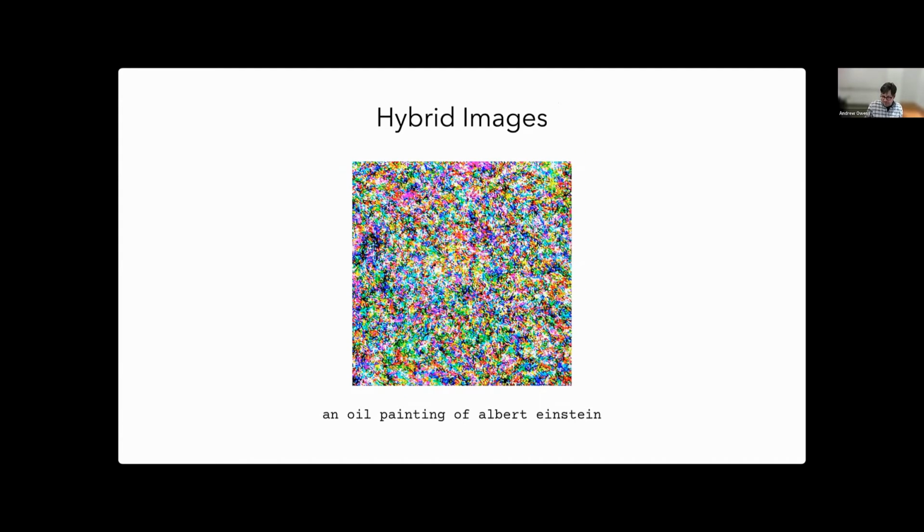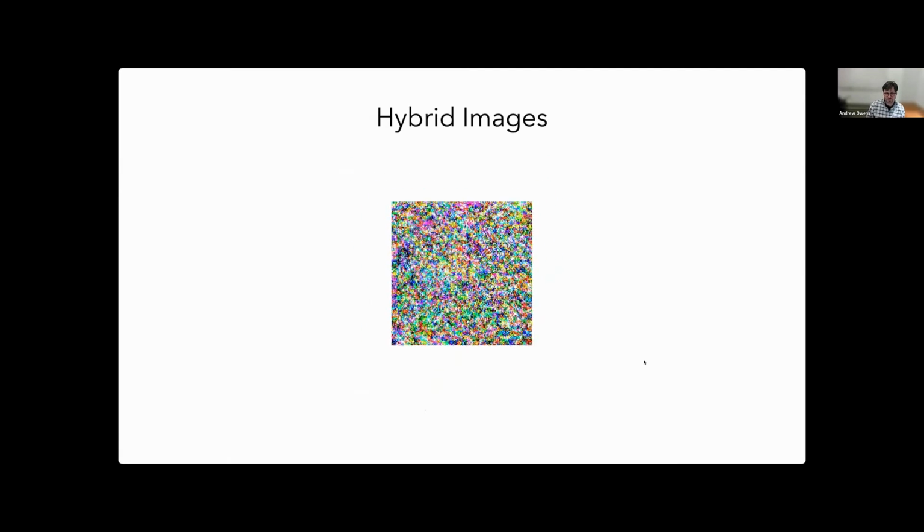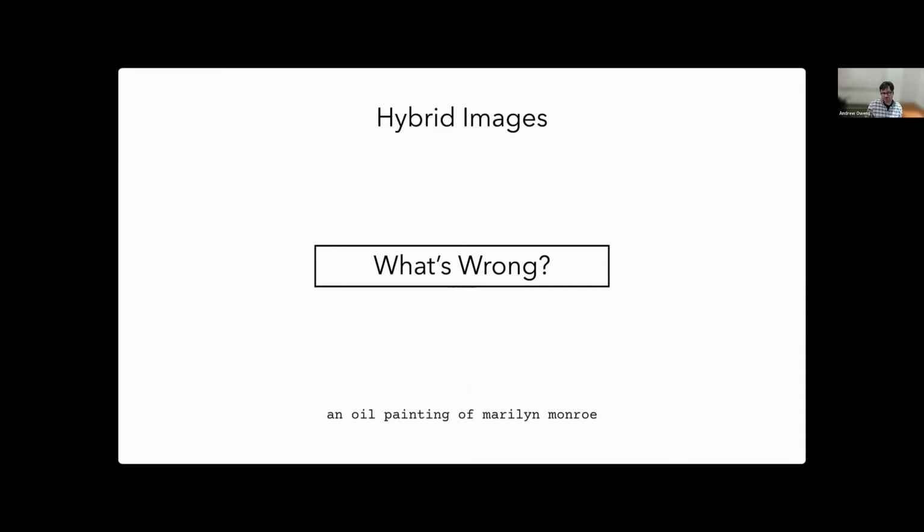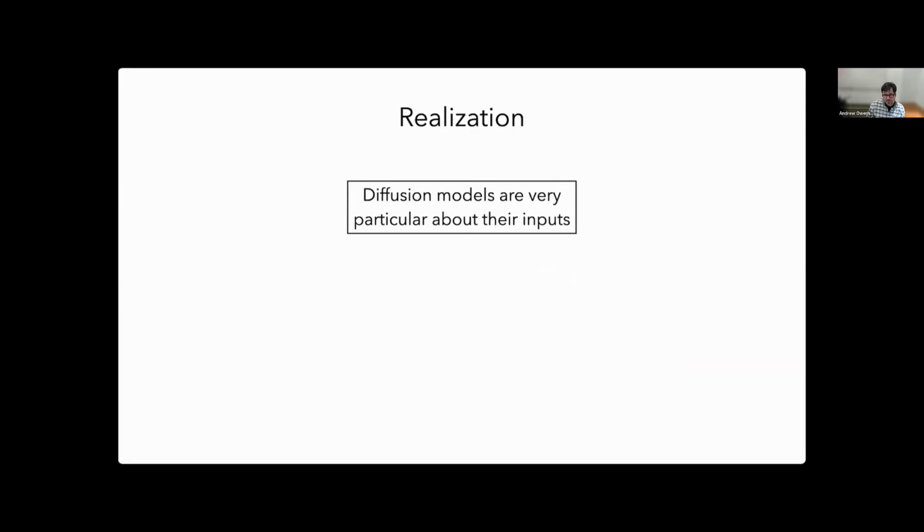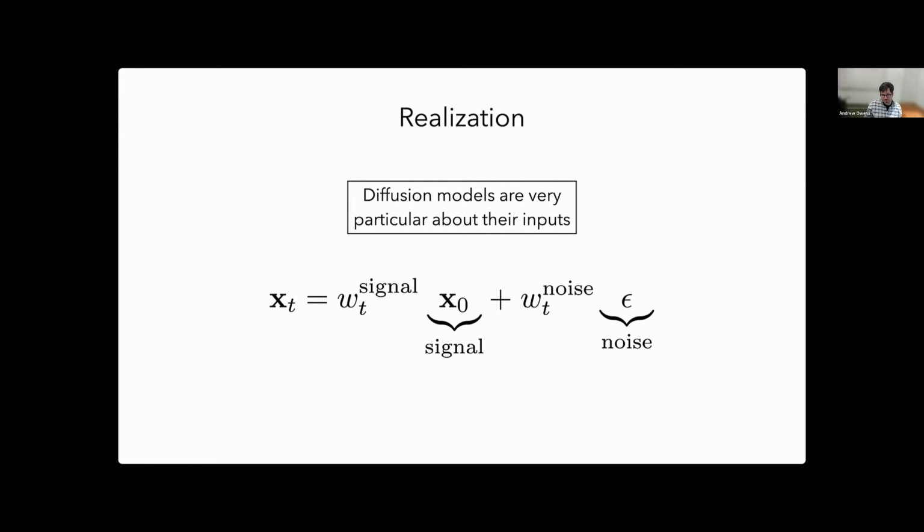We also tried making hybrid images using this approach. We tried to make an image such that if you downsample the image, it would have a different interpretation. Again, it totally failed. Neither of these perspectives really looks like Albert Einstein or Marilyn Monroe. So what's going on? Why is it that some of these illusions worked really well and others completely failed? Well, we thought about it, and one of the issues is that these diffusion models are very particular about their inputs. They're trained to denoise images, and the amount of noise in an image at iteration t is a very, very particular amount of noise.